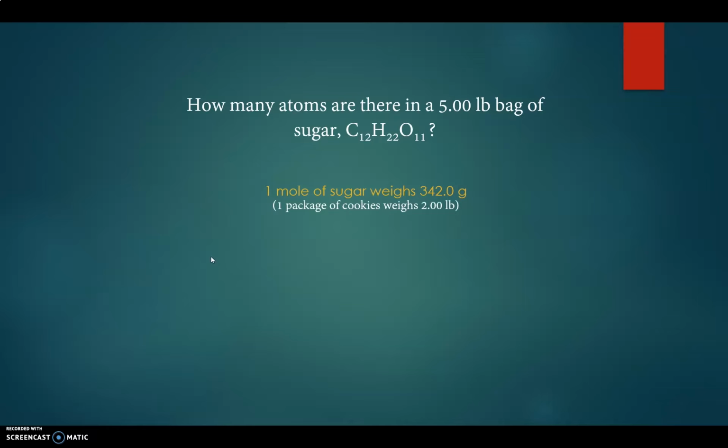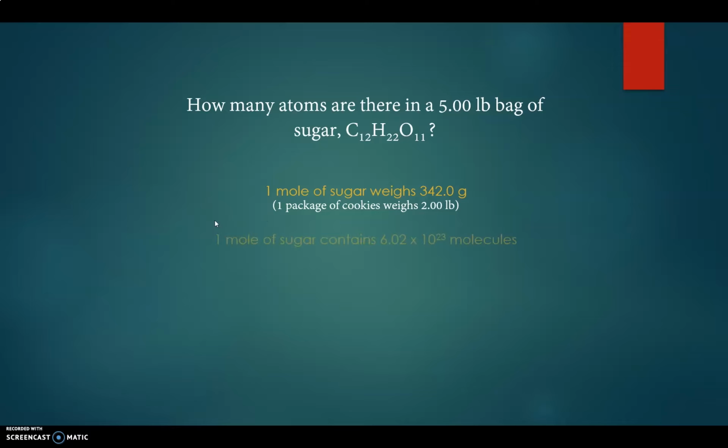Now, the cookie example had a similar conversion. Think of the package in the cookies as being like a mole. A package is a group of cookies. A mole is a group of molecules. And each group weighs a certain amount. A mole of sugar weighs 342 grams. A package of cookies weighs 2 pounds.